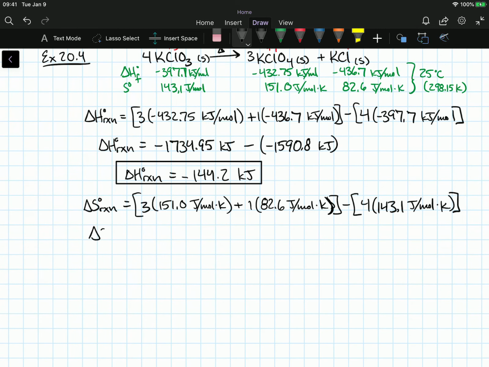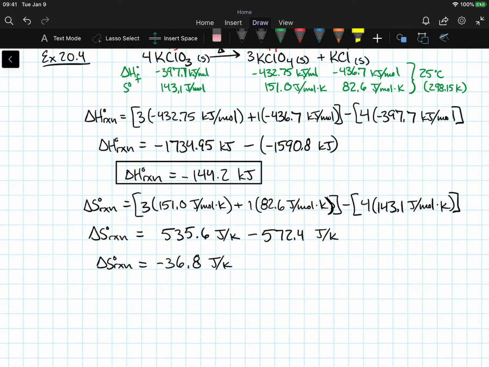Again, combining terms, delta S naught of reaction is 535.6 joules per Kelvin. Again, the moles go away because we've multiplied it by the molar coefficients. And that becomes minus 572.4 joules per Kelvin. So our final answer, the standard entropy of reaction, is negative 36.8, so negative 36.8 joules per Kelvin. I'm going to leave that in joules per Kelvin. At the very end here, we're going to convert it.